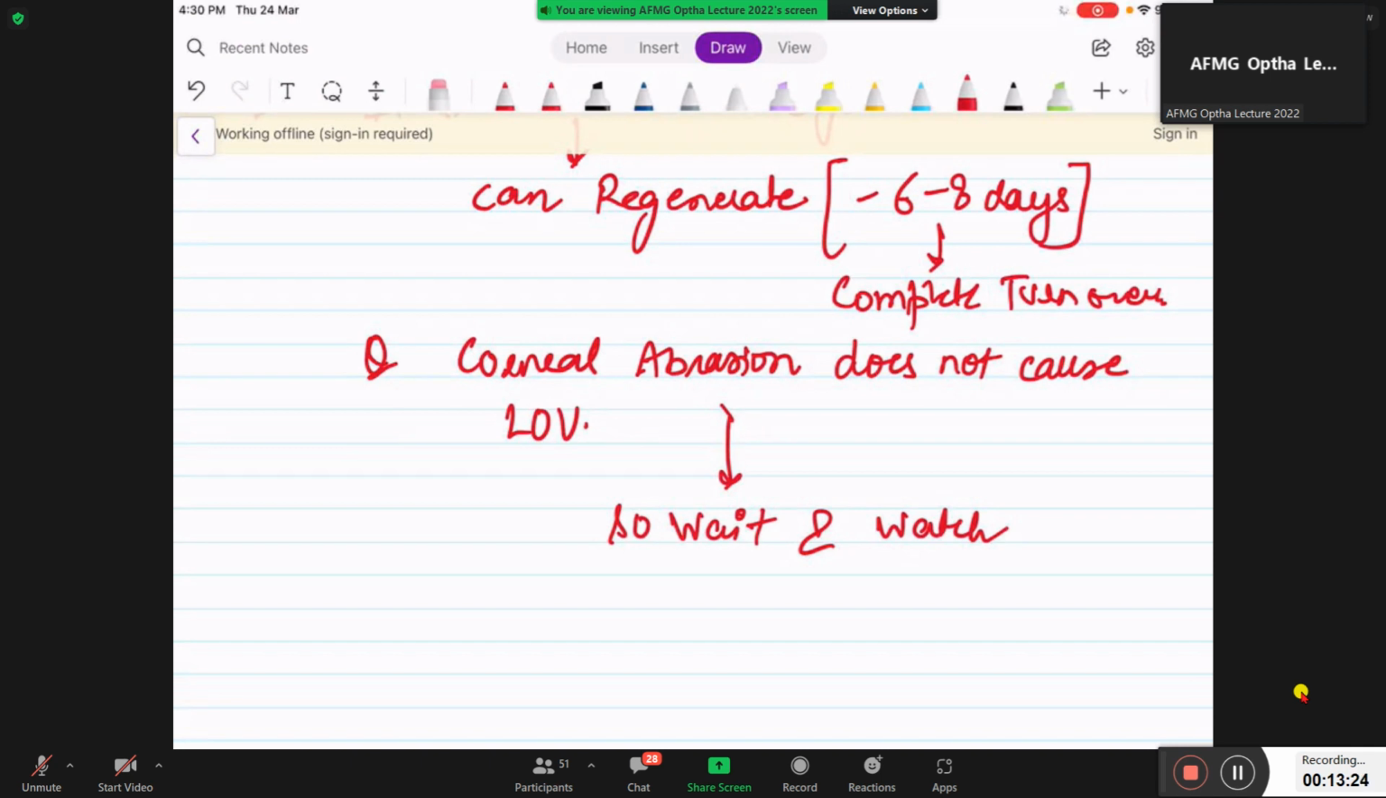This much is clear or not? Message box, please. Epithelium of cornea is clear.